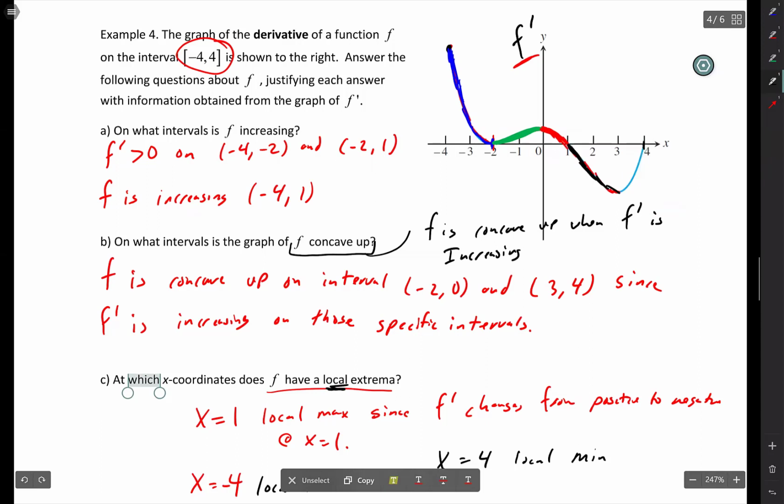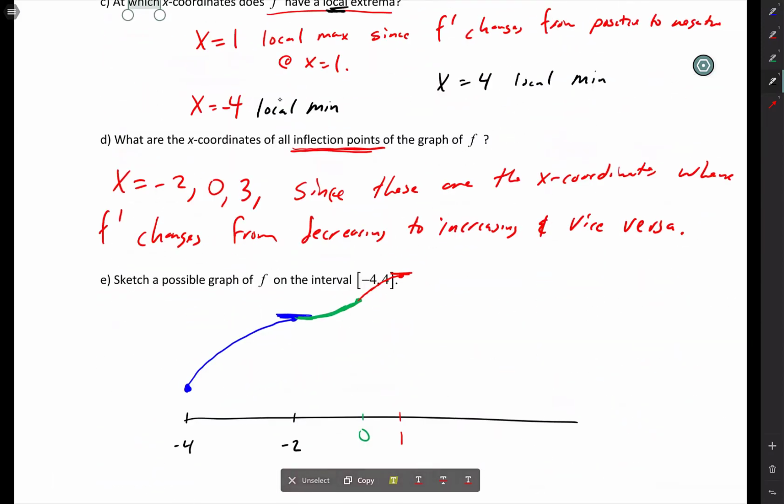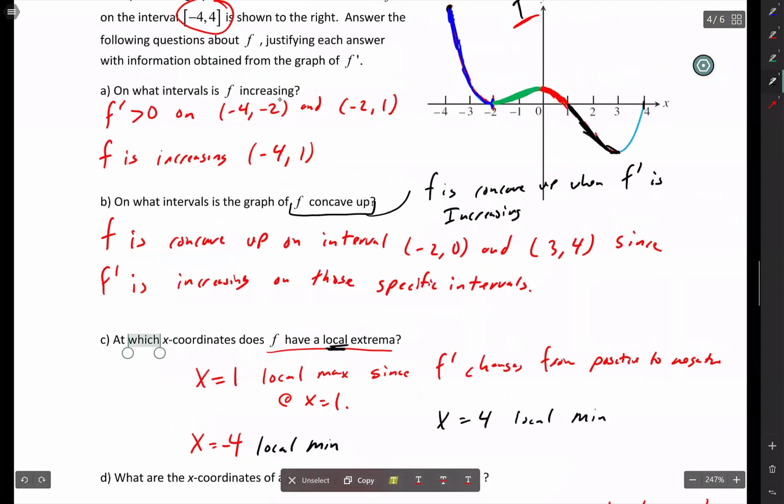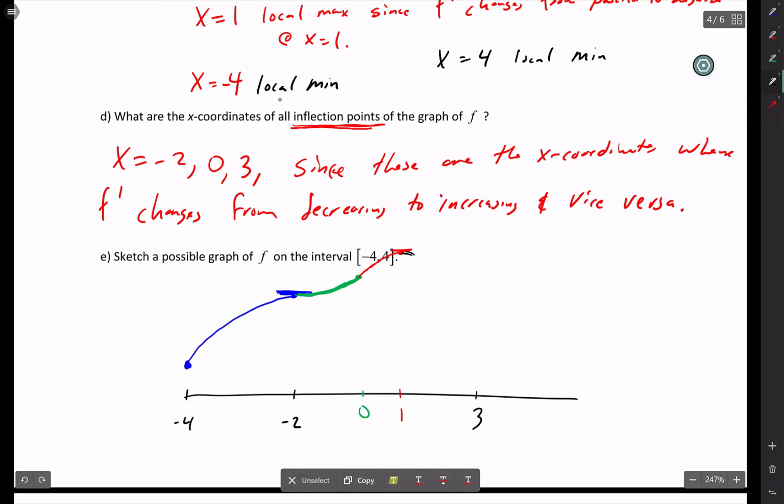Say it again. Between 1 and 3, you are concave down. F is concave down because F prime is decreasing. And F is moving downward because F prime is negative. So decreasing, concave down. That's easy to do. Here it is. I'm going to say here is 3. Decreasing, concave down. Perfect. That looks beautiful.